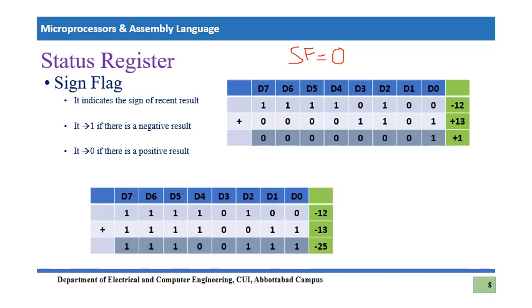I hope this is a very simple thing. Let's take another example. Here I'm going to sum minus 12 and minus 13. So minus 12 and minus 13, that is the binary combination for minus 12, and that is the binary combination for minus 13. If you add them up, it becomes equal to minus 25, and that is the binary of minus 25. One can clearly observe that the last bit is equal to 1, which indicates the result is negative. So in this example, the sign flag will become equal to what? 1.